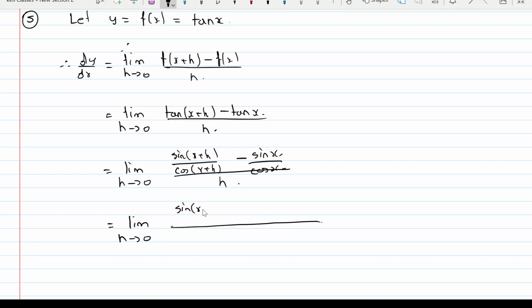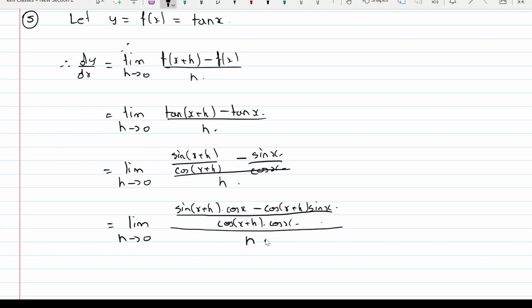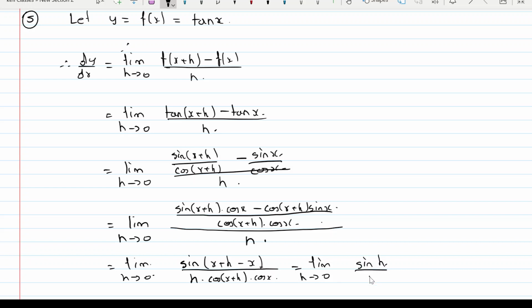and this is sine x plus h cos x minus cos x plus h sine x, divided by cos of x plus h into cos x divided by h, which is equal to limit as h tends to 0, and this is sine a cos b minus cos a sine b, so it's sine of a minus b, so it is sine of x plus h minus x divided by h into cos of x plus h into cos x, which is equal to limit as h tends to 0 sine h upon h into 1 upon cos of x plus h into cos x.